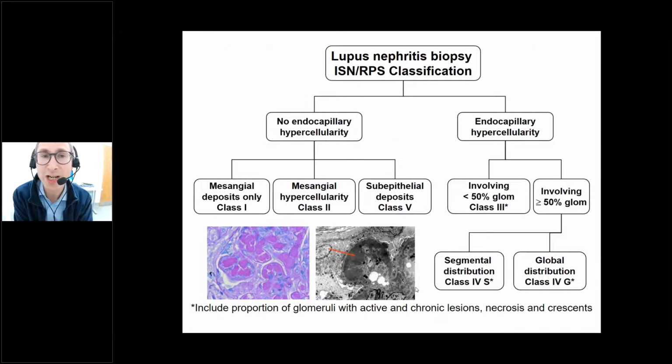So this is my take on the lupus nephritis histopathology. You can either have endocapillary hypercellularity, which if less than 50% of the glomeruli is a class 3 or more than 50% of the glomeruli is a class 4. If you don't have evidence of endocapillary hypercellularity, it can either be a mesangial hypercellular class 2 lupus nephritis or a class 5.